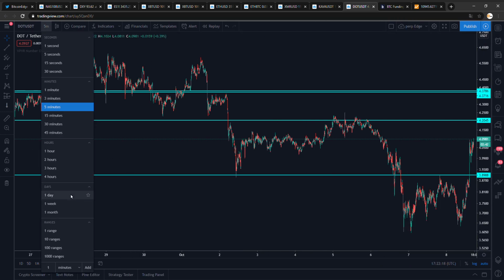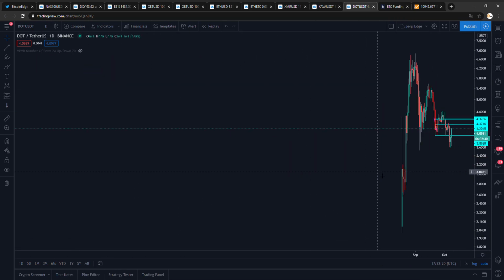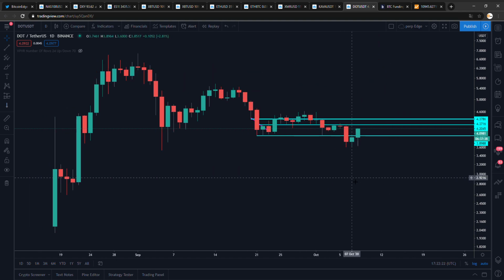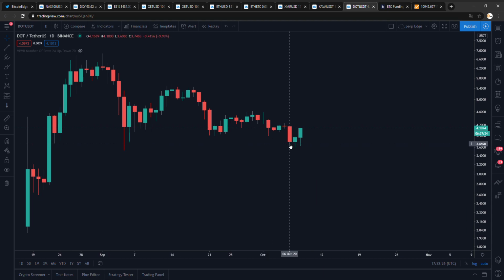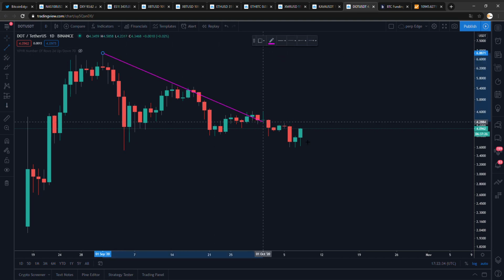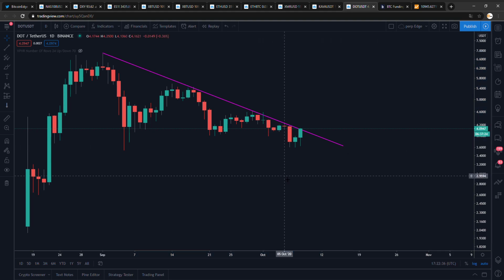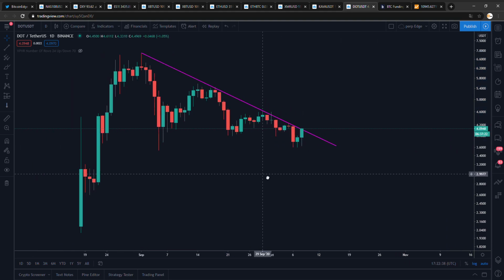DOT USD, 5-minute time frame, way too small. Okay, nice bottom pattern over there. I really like bottom patterns like this one. Should go a little bit higher, engulf this one. But it looks good. It looks really good. Yeah, it's a long opportunity over here. It really is a long opportunity over here.